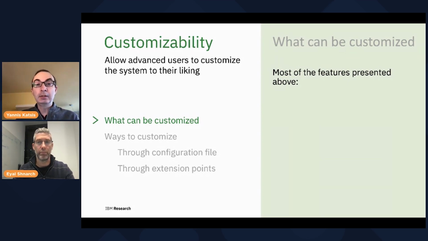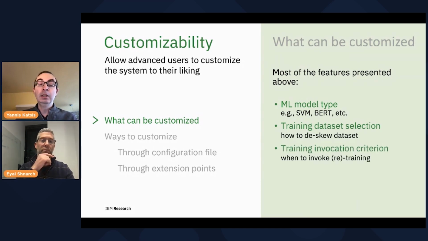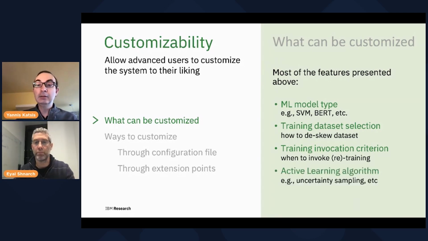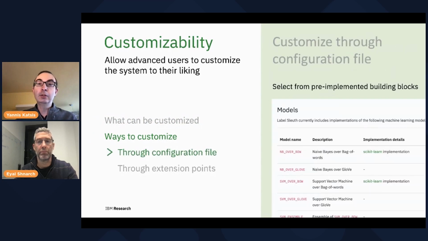To facilitate the use of the system by these more advanced users, Label Sleuth is built on a highly customizable architecture. Most of the features that we have presented above can be customized. So among others, the type of model to be trained, the way to deal with the data set skew, the criterion to decide whether to invoke training or not, the active learning algorithm, etc. And in order to allow customization, Label Sleuth offers a two-tier customization architecture. Common customizations can be easily done by customizing the configuration file.